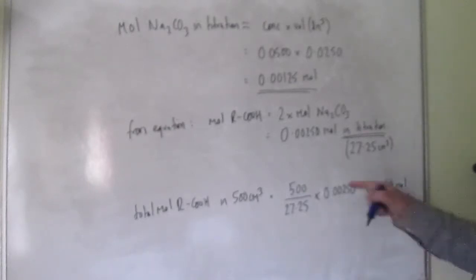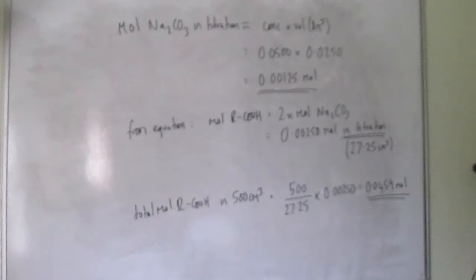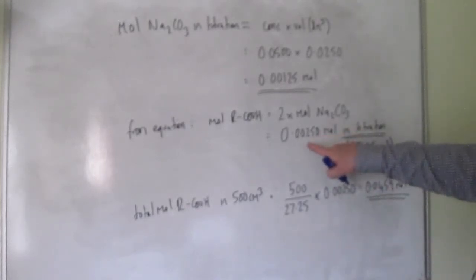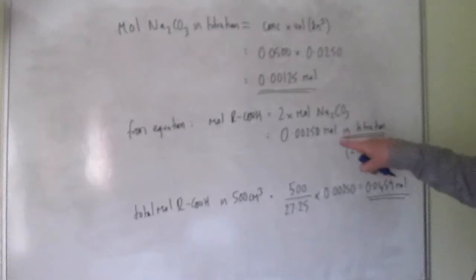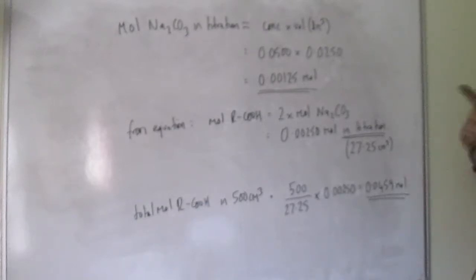Now, if you're not clear why we did that, the way to think of it is to think, okay, we had 0.0025 moles in 27.25 cm cubed. So if we divide that number by 27.25, we get the number of moles in 1 cm cubed. Right, because you've got that number in 27.25, you divide that number by 27.25 and you get the number in 1 cm cubed, and then you multiply it by 500 to get the number in 500 cm cubed, and that's what that is in effect. So you can think of it that way if that helps.